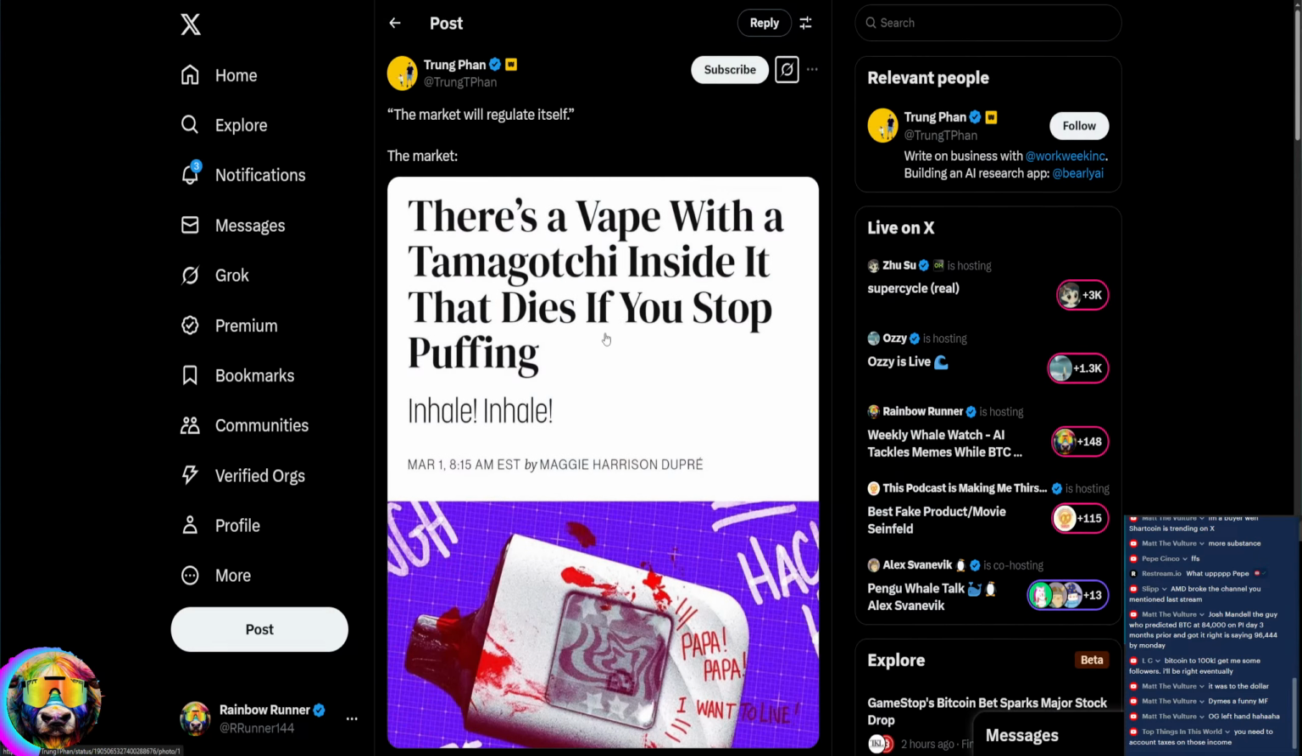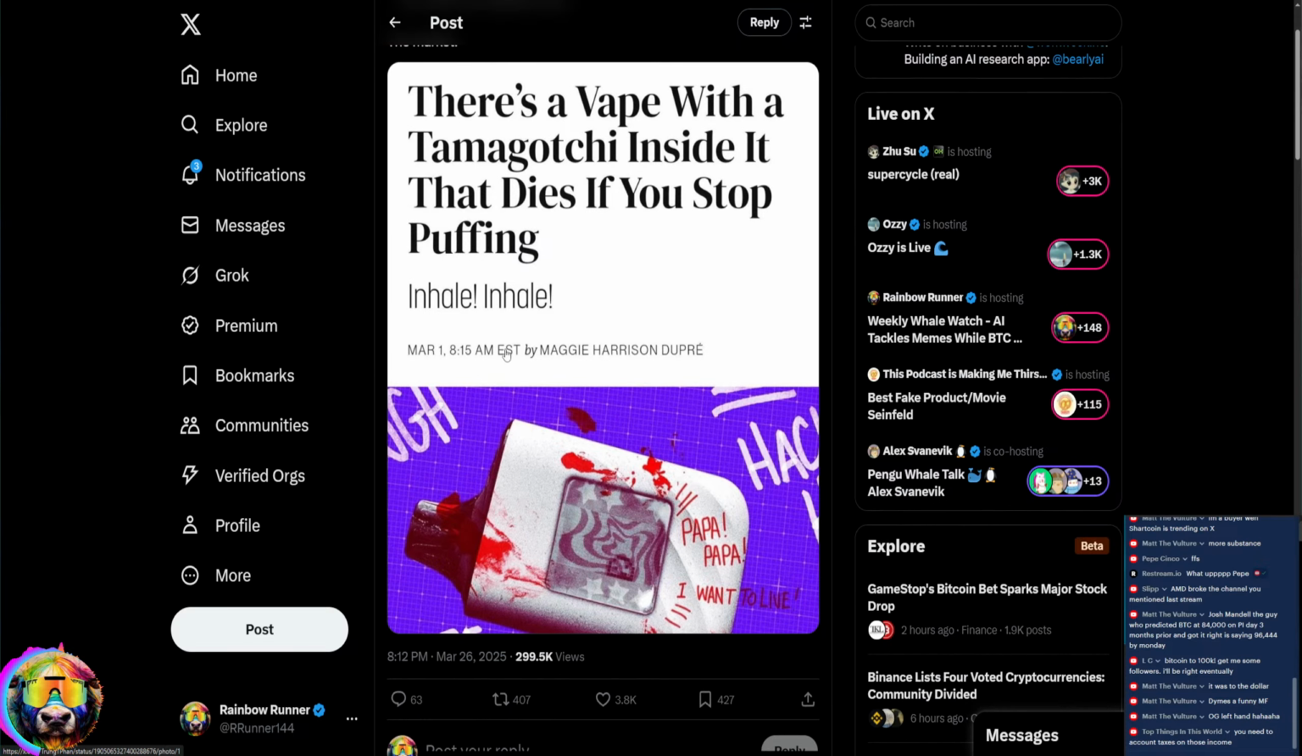We're going to wrap this up. Apparently, the market has created a vape with a Tamagotchi inside of it that dies if you stop puffing.